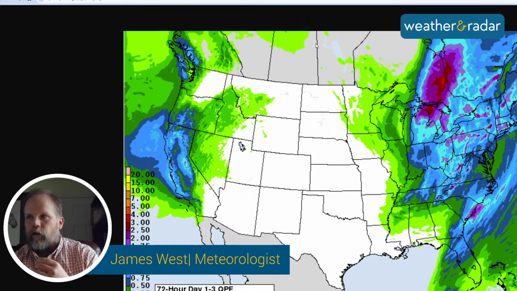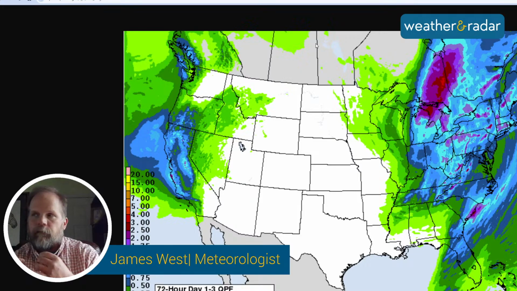This rainfall is falling over very saturated ground. We're also seeing that in the southeast due to the cold front bringing severe weather. What that means is that with the rain falling over saturated ground, there are increased chances of seeing flash flooding, especially in a lot of the urban areas. The Northeast is very highly populated.